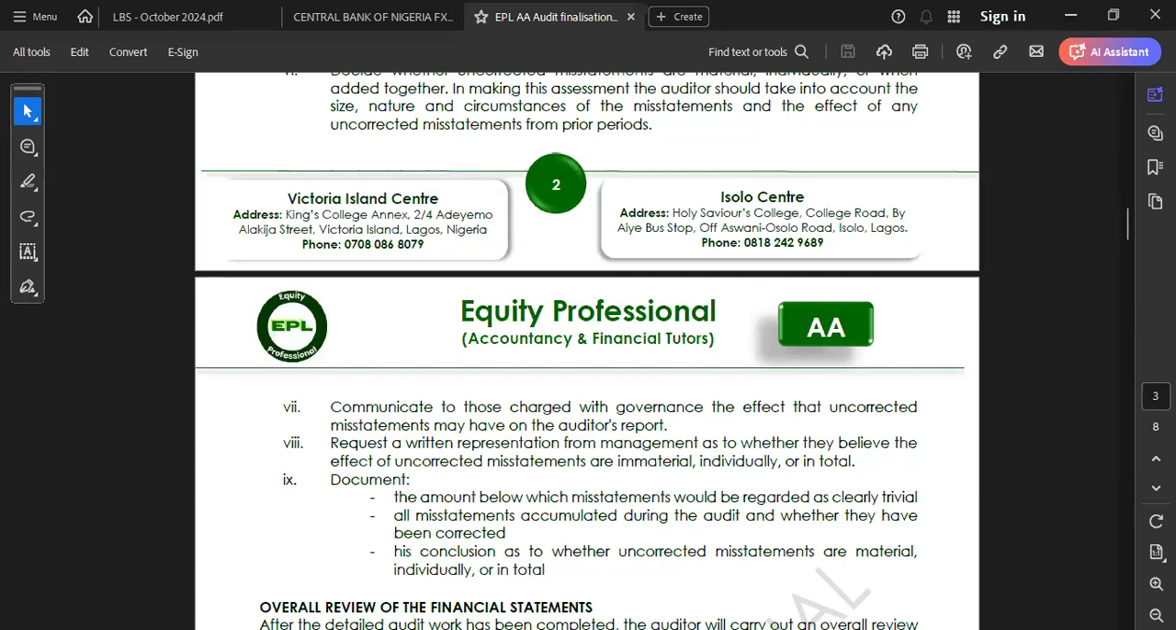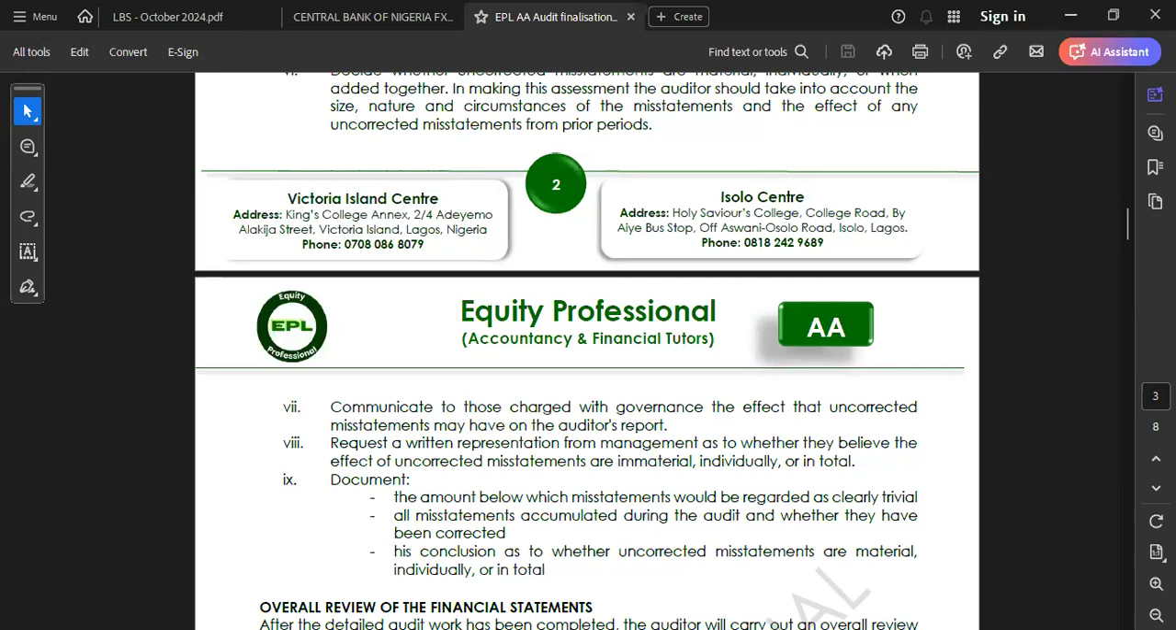But qualified opinion is saying that I have issues with this financial statement, whether it's in the way it's prepared, or due to the fact that enough evidence was not gotten, or there are material misstatements in it. So the auditor will communicate this to those charged with governance or management, that if these uncorrected misstatements are not attended to and are going to affect the financial statement, it may have an effect on the auditor's report.